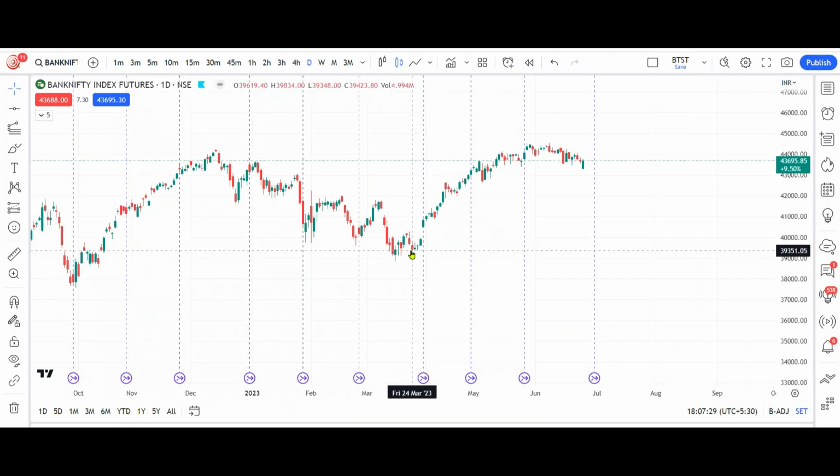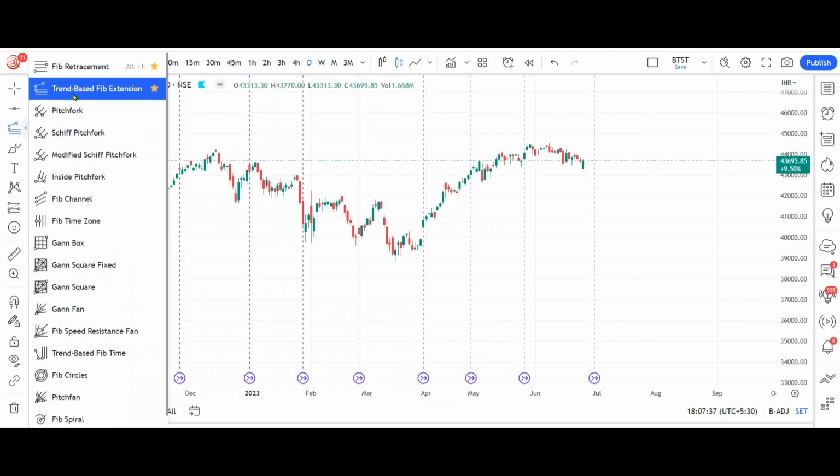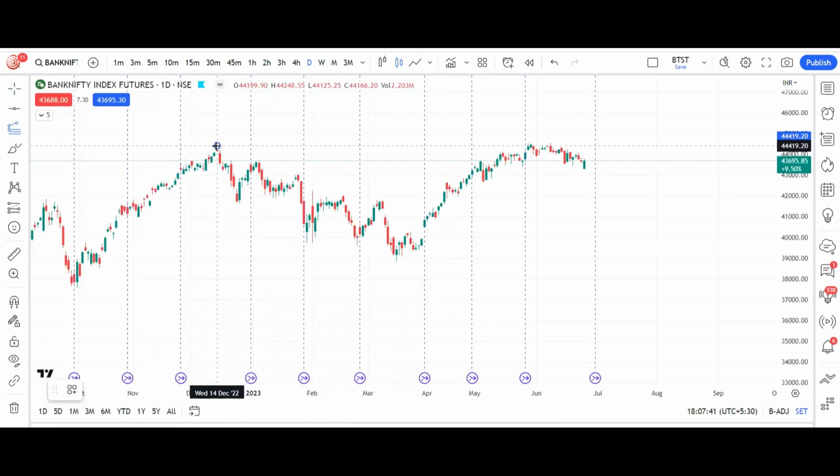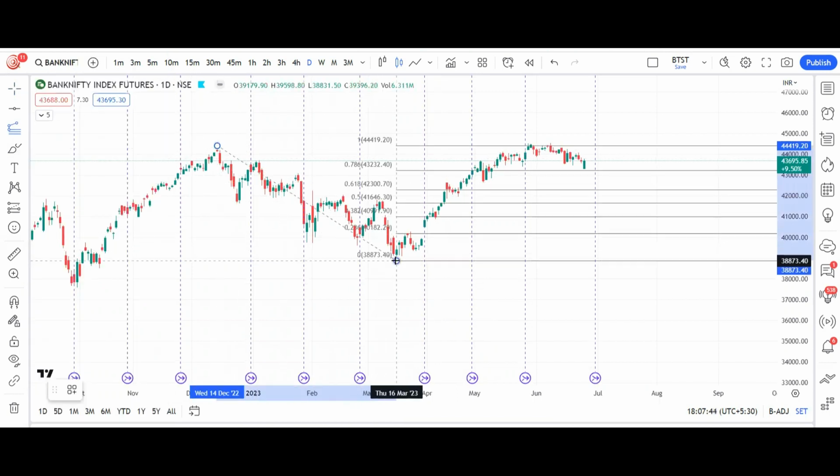Now from here, if I want to know as price, is this a good entry to make? I will take Fibonacci, trend based Fibonacci extension from the high to the low and mark my level. If this level breaks, I might enter. Now your question must be, but the same lows were made in the past. How do we trust? Cool.